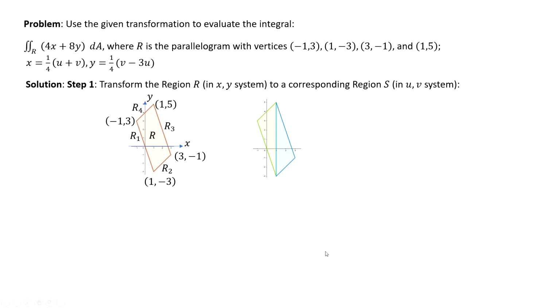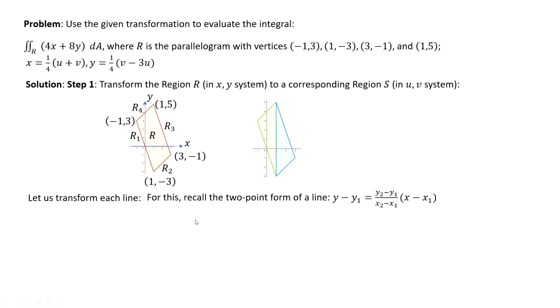So let's get busy. Let's transform each line. We have R1. Well, all we know is this line segment is R1. So we have to figure out what that is. For that, do you remember this two-point form of a line? You need to use the two-point form of the line, which is y minus y1 equals (y2 minus y1) over (x2 minus x1) times (x minus x1), right?